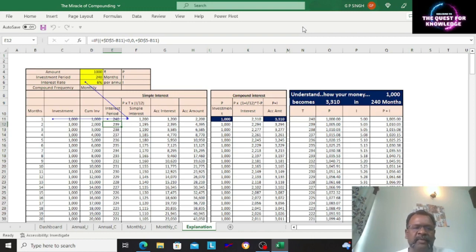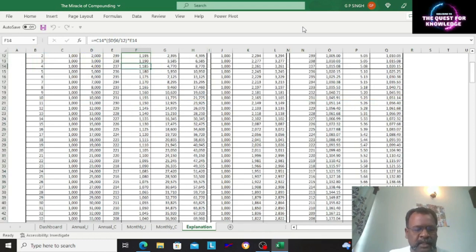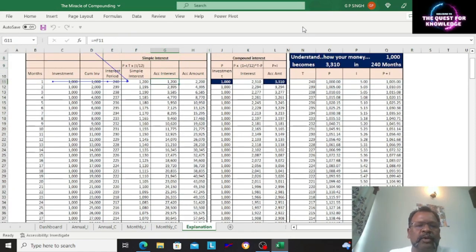Now we are in February, so the interest we will get is for 239 months, right? That's why the interest amount is reducing from 1200 rupees to 1195 rupees, and so on. Then for the accumulation, we just add the total interest earned, which is the total here at the bottom: 1,44,600.